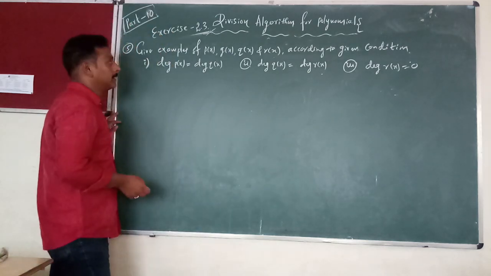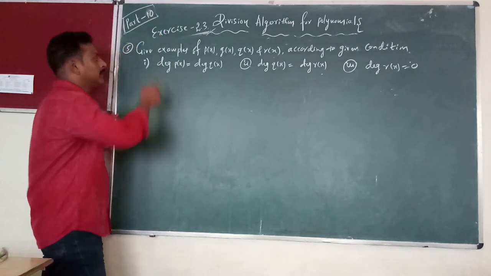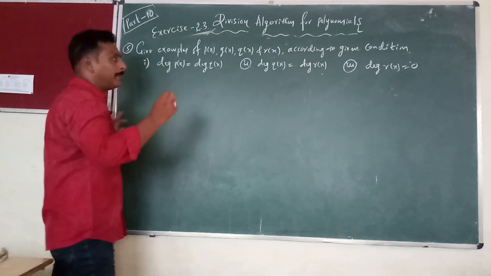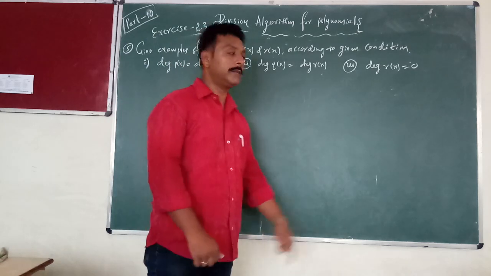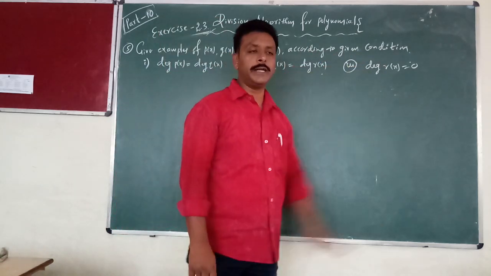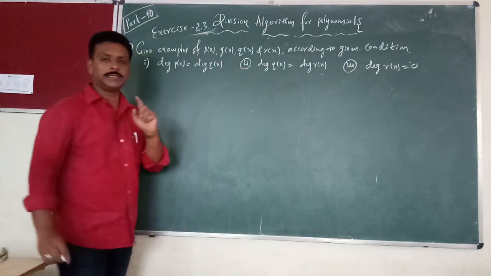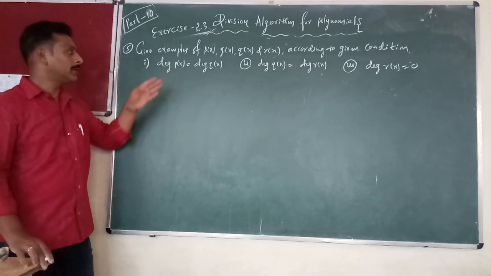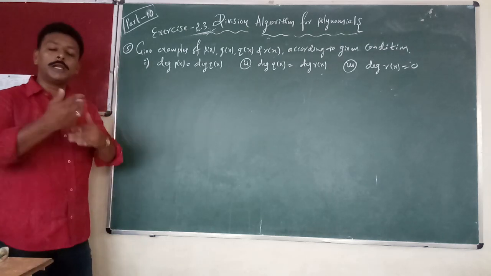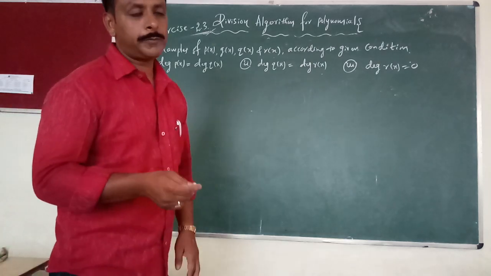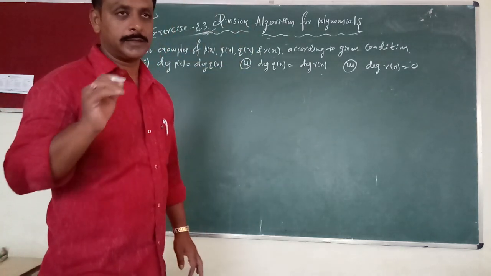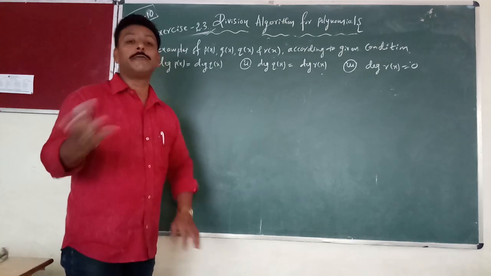Because the question is like this: give an example for p of x, g of x, q of x and r of x according to the given condition. यहाँ हमको 3 कंडीशन दिए हैं, हर कंडीशन से रिलेटेड पॉलिनोमियल हमको खुद फॉर्म करना है. Don't expect that every individual gets the same answer. Every individual may get a different answer.